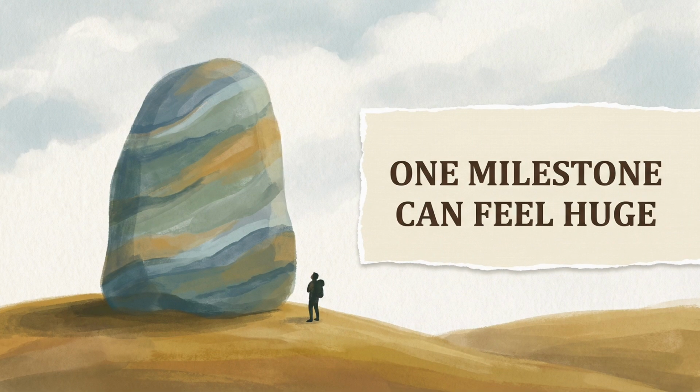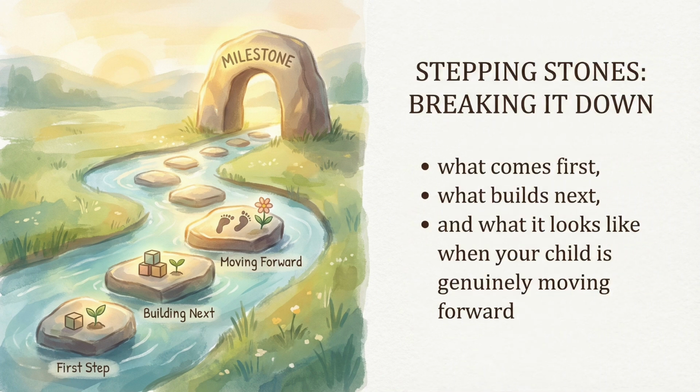Now, here's where dynamic learning becomes very practical. Milestones get broken down into little stepping stones. Stepping stones are smaller parts of the milestone. They are the smaller parts that allow you to see progress in real life stages. Because one milestone can still feel huge, but when you break it down, you can easily see what comes first, what builds next, and what it looks like when your child genuinely starts moving forward. And this matters because it turns uncertainty into a plan.